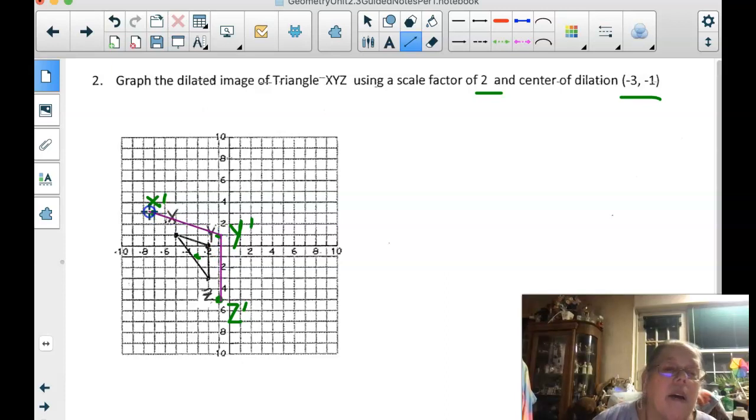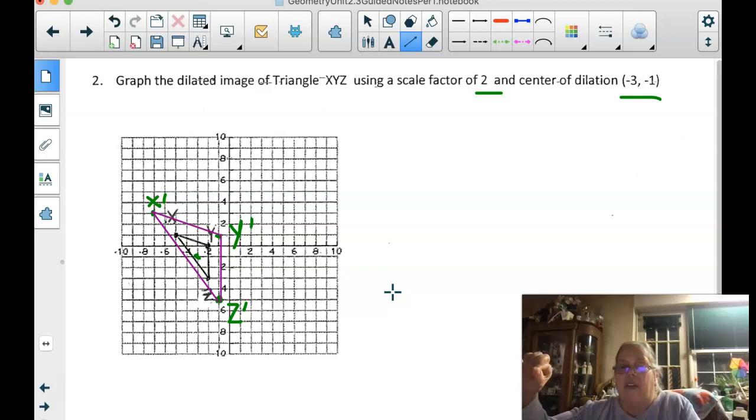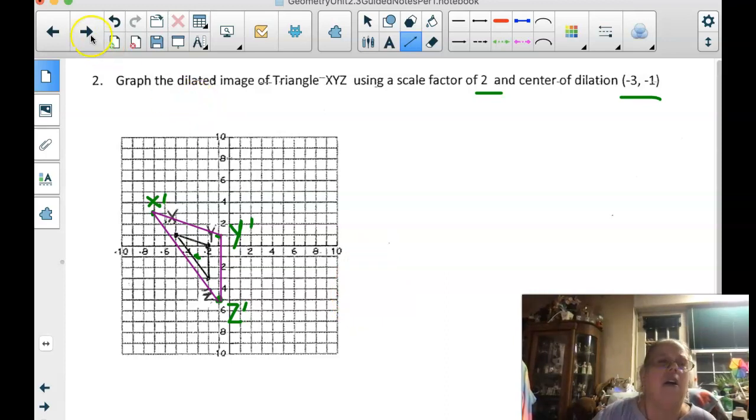Okay, so notice what's happening here. There we go. So this is our dilated triangle. Okay, so you see what we did? We went from the center of dilation, and since it was a scale factor of 2, we made the movements twice. I got from my center to my point, and then I just copied that movement to make a dilation of 2. We good?